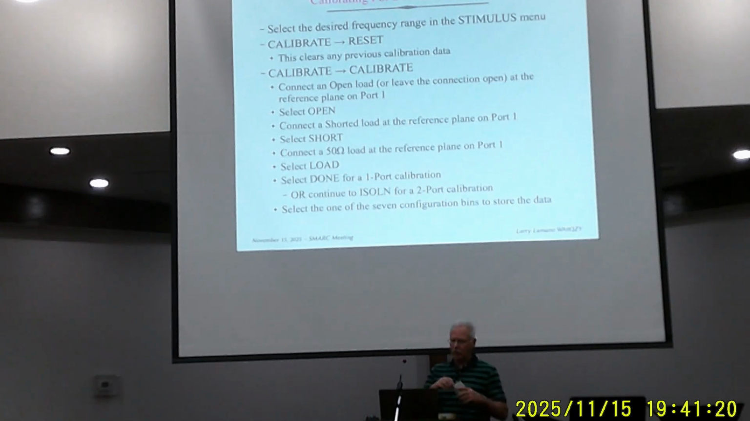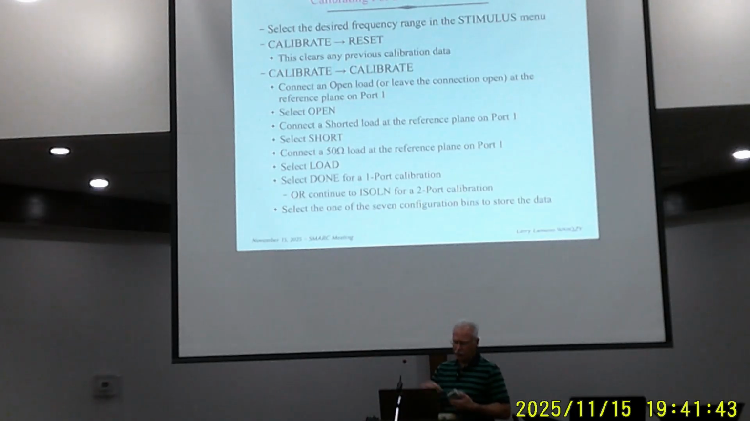Well, you put the open load on here at the reference plane again. So here or at the end of your coax, if you actually have that coax that you're going to hook to antenna, you put the open load at the end of the coax at the reference plane and you select open. So when you select open, it'll say like performing open calibration, please wait. And then when it's done, it'll put a check mark on open and it'll actually highlight short.